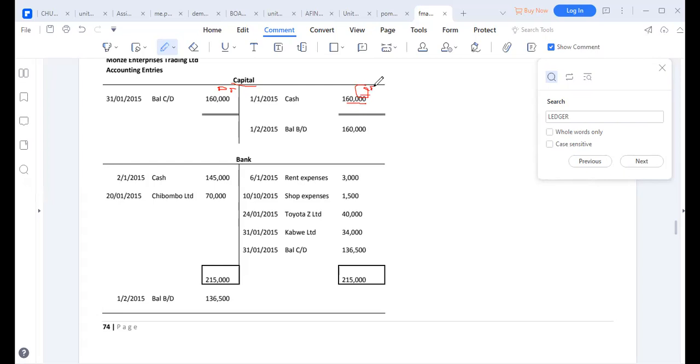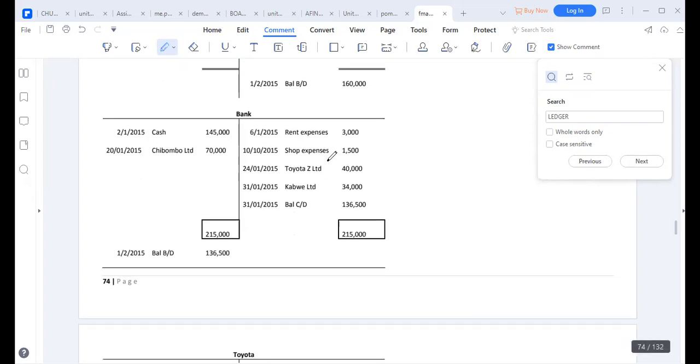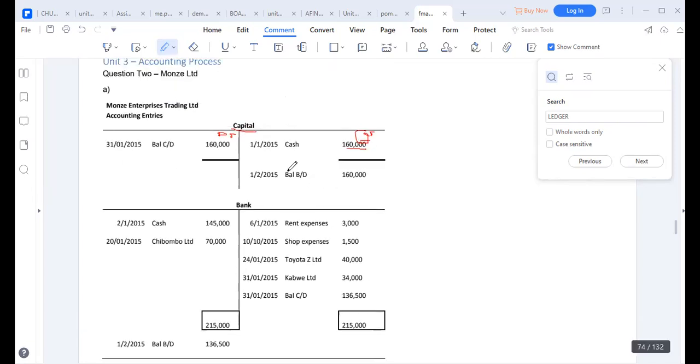Okay. So when you look at this, you should know which side you are entering on. All those transactions that we're doing, this is the way they were supposed to be done. And after you are done with the accounts, there is a way of balancing the ledger accounts. So you have to know how to balance the ledger accounts.